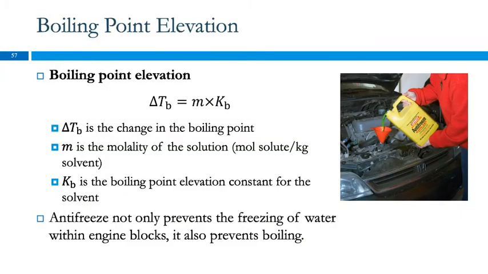So boiling point elevation works in the same way. The equation is the same, except we've got a subscript of B instead of F, B for boiling instead of F for freezing. So delta T is the change in the boiling point. This is going up, and it's positive, and we don't have an issue with it being positive here. It's the molality times the boiling point elevation constant. And we have a photograph here of someone pouring antifreeze into the radiator of their car.